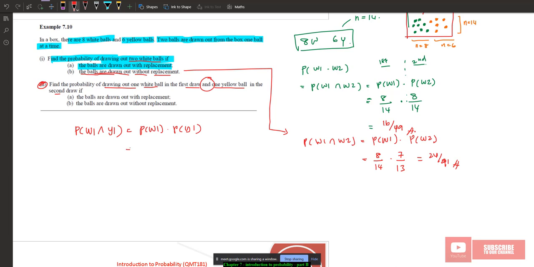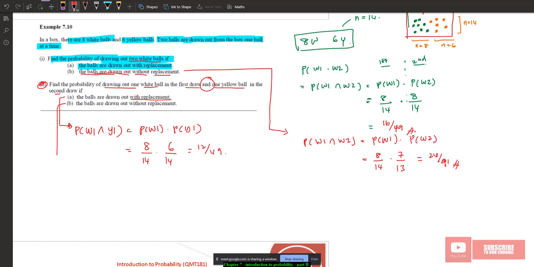right? So now, with replacement means that the denominator should always equal to 14. The first ball is white, which is 8. The second ball is yellow. We have only 6, right? So this should be equal to 12 over 49, right? So this is for the first question.